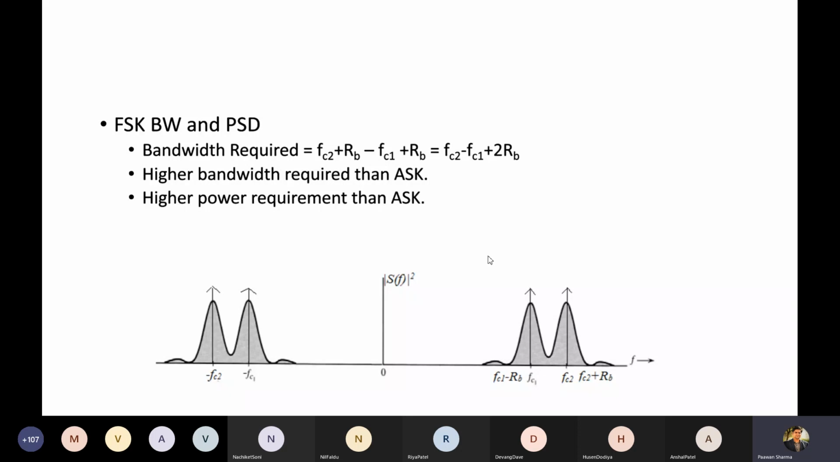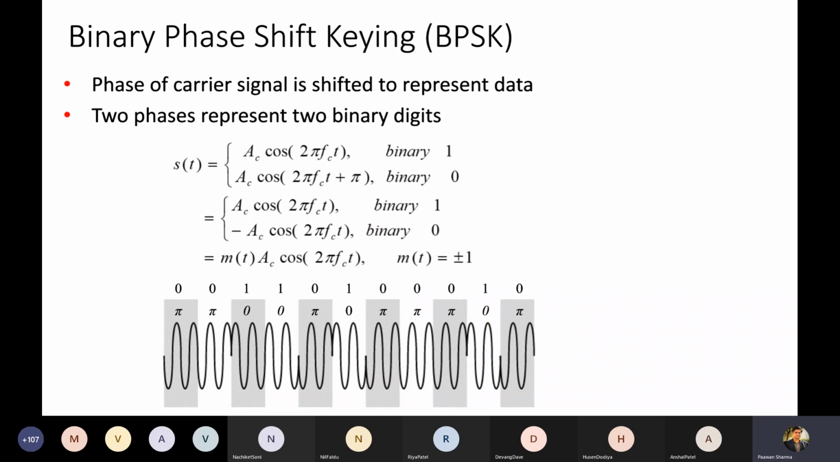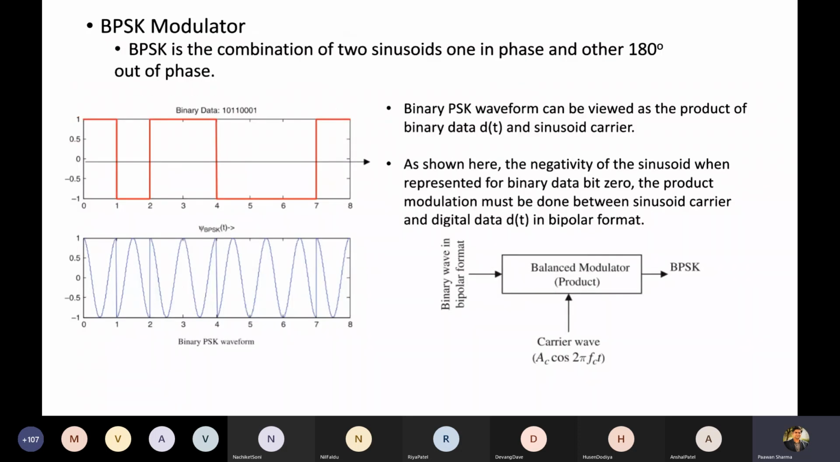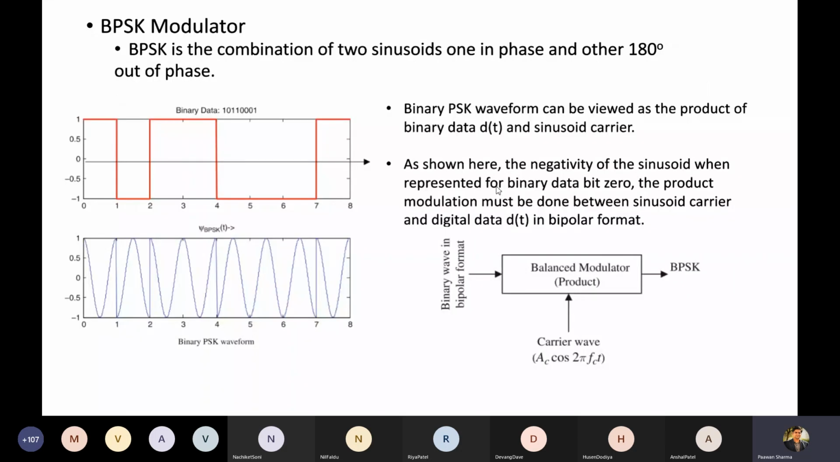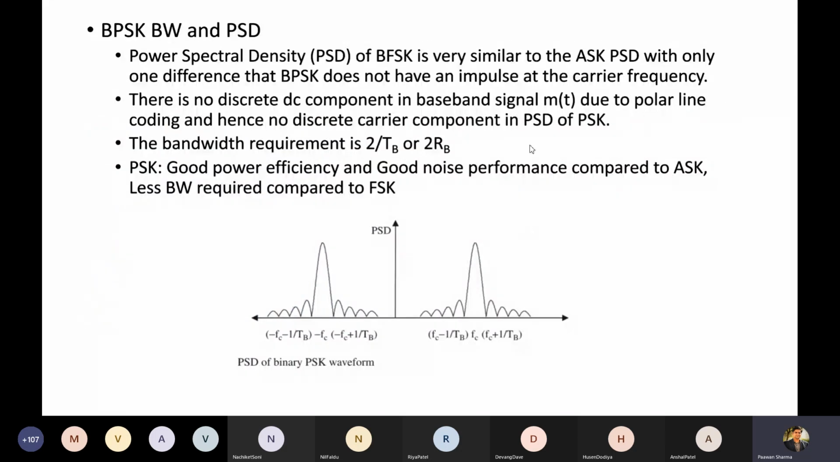So higher bandwidth is required in comparison to ASK. Higher power is also required because you have two peaks at different frequencies. But BPSK we have seen in very much detail, you can just go through it. I will share this. We use a balanced modulator to generate BPSK. We have seen the inside of the balanced modulator with the help of the balanced ring modulator, and this is the bandwidth and power spectral density for binary phase shift keying. By this time BPSK should be very much clear to you.